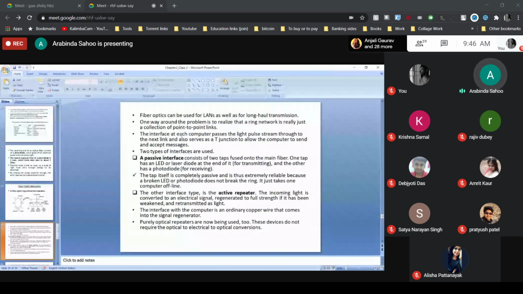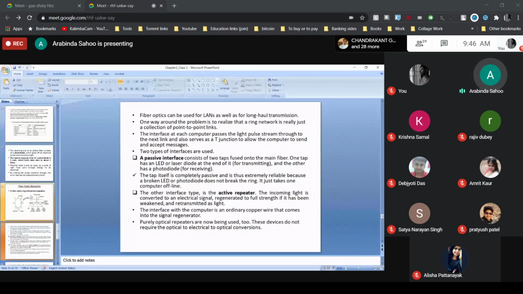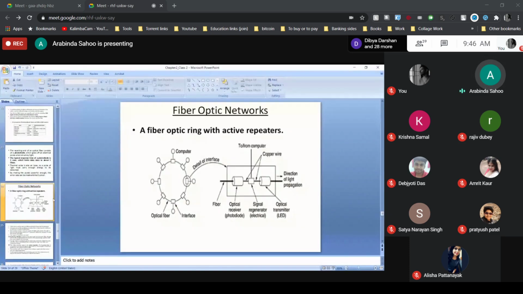And the interface of each computer passes the light pulse stream through to the next link, and also serves as a T junction to allow the computer to send and accept messages. If you consider this a T-like structure, through this interface the computer can send a message, or it can receive the message. This is the interface between your network and your computer.